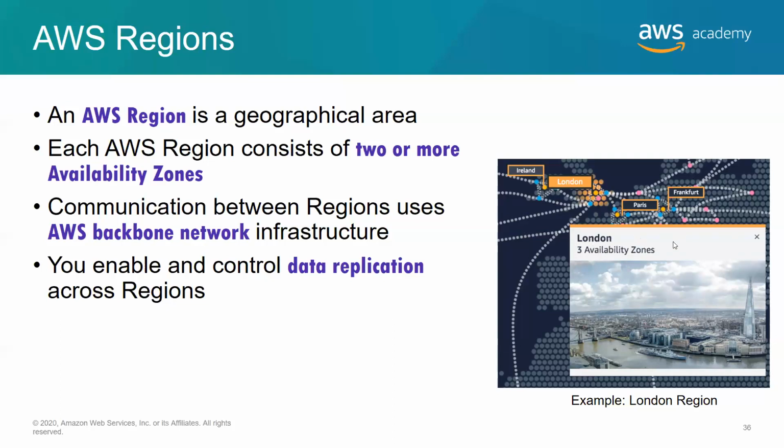Got it? So what is a region? A region is nothing but a geographical area. We are going to connect with more than one region, right? Inside the region, we have availability zones. Inside the availability zone, we are going to have local zones and so on, right? We have different things, right?